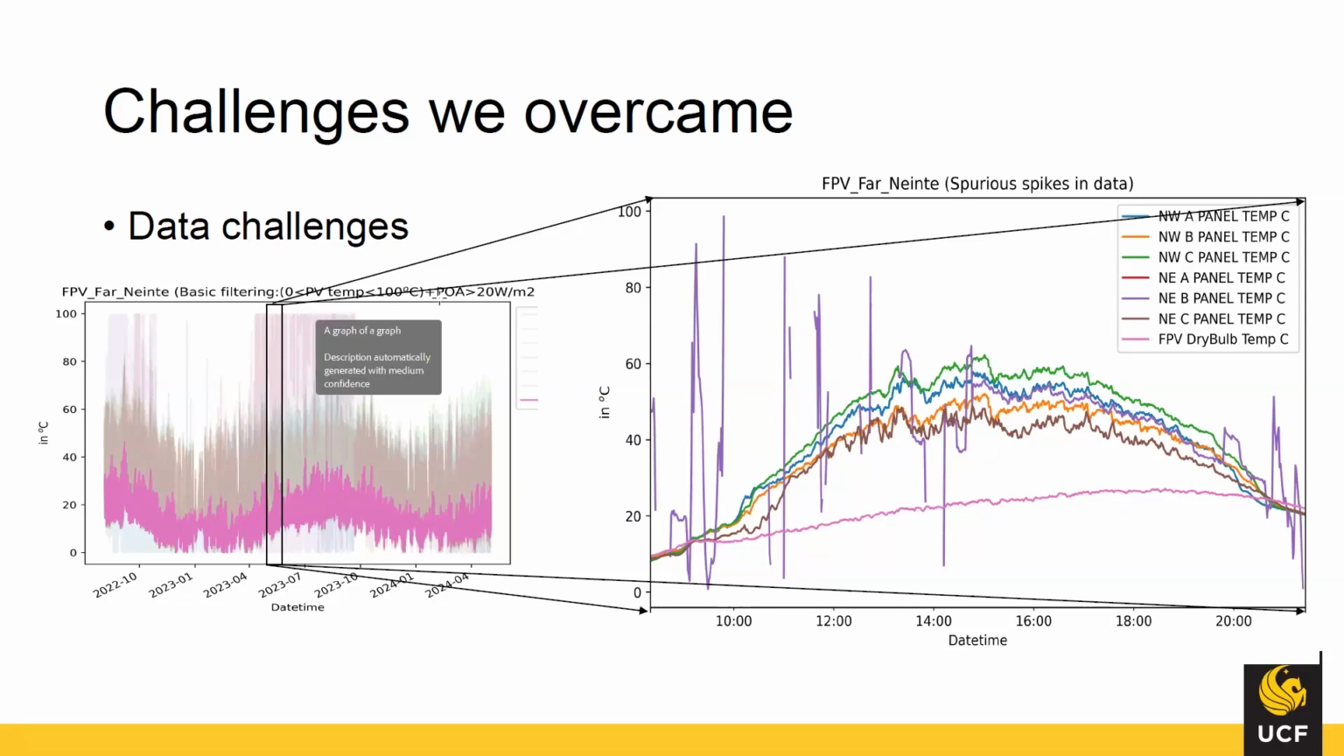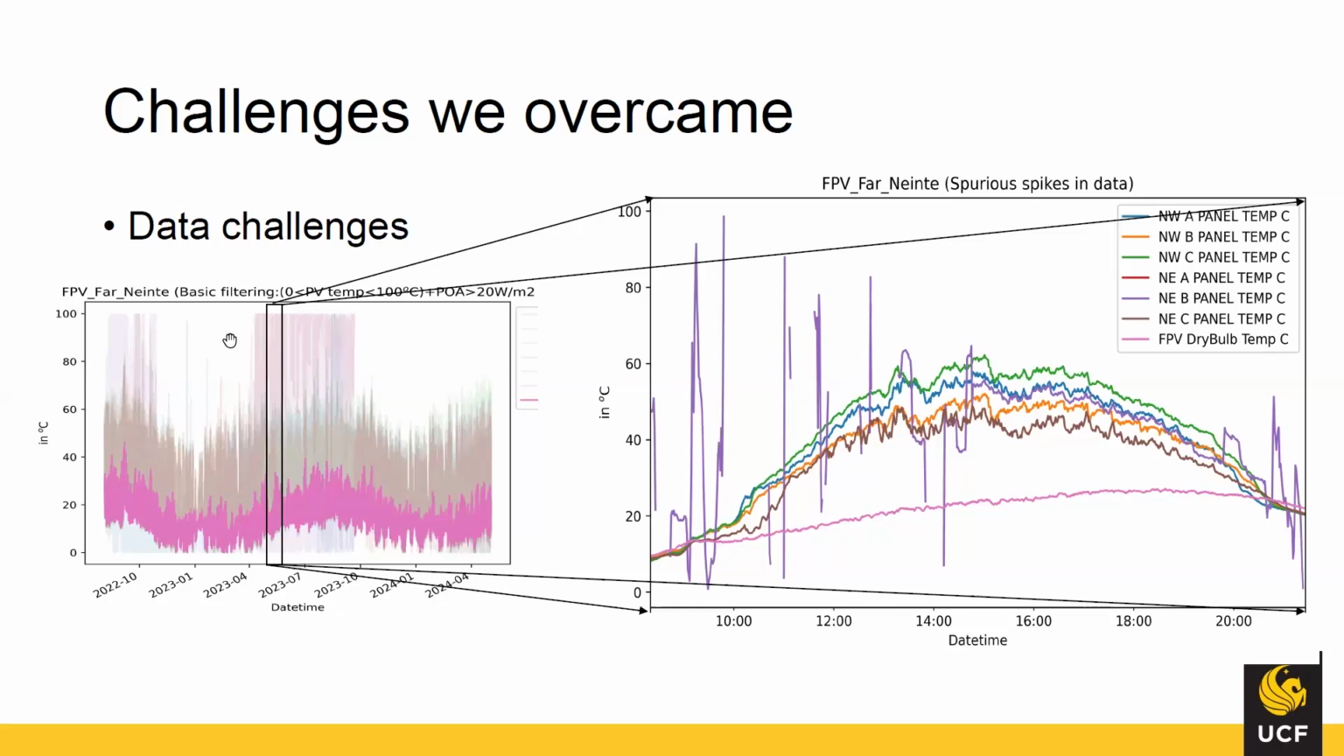How do we do it? This is the POA, plane of array irradiance, which is the sunlight. It starts from 0 in the morning and goes to 1000 watts per square meter during the peaks. It can even go higher. We filter out all the data which is less than 20 watts per square meter, or which is collected during the nighttime. Even after doing all this basic filtering, this is what we see.